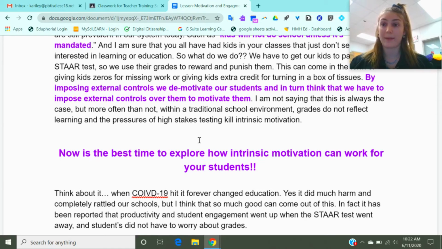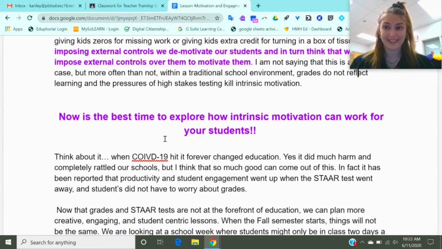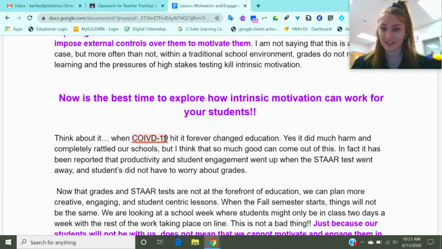Instead of more of a big picture type of thing, which kills learning. And it's no secret that our system is flawed and that high stakes testing just doesn't work for anybody. But it's a reality that we have to deal with and address. But now is the best time to explore how intrinsic motivation can work for your students.